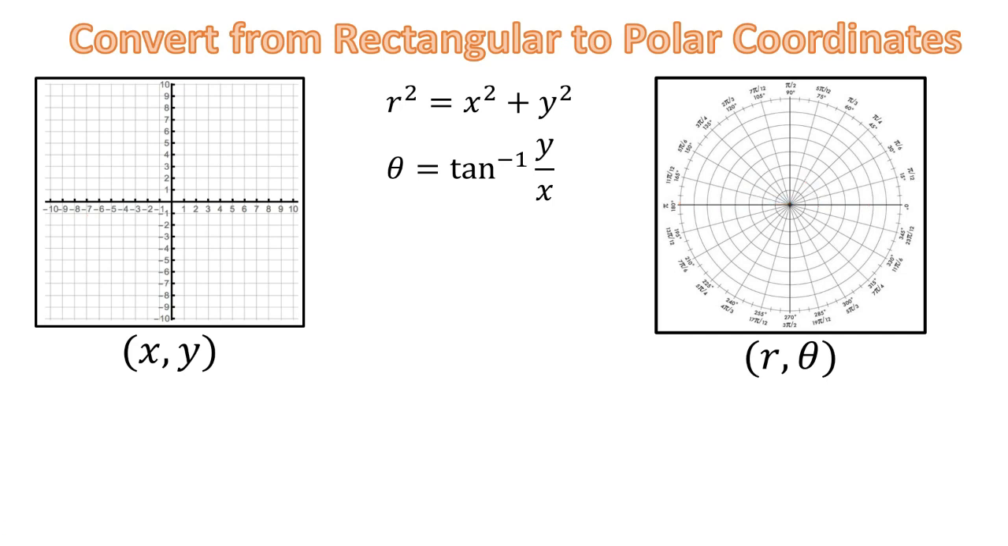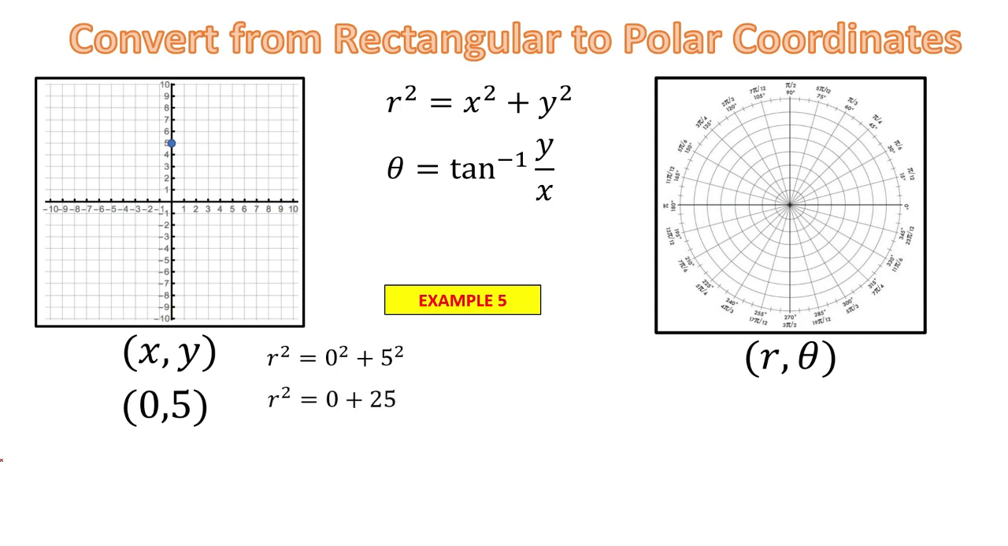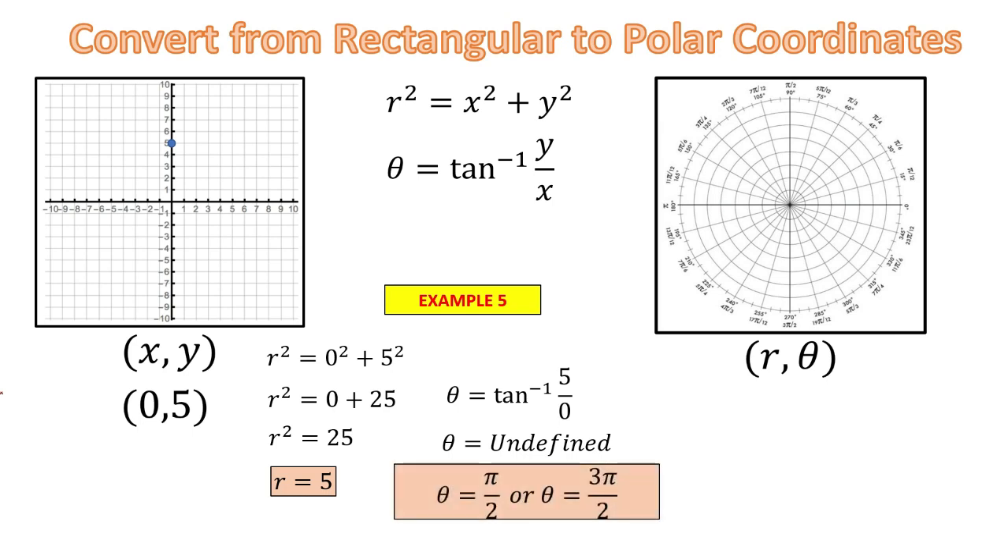Another example. Example number 5: 0, 5. Now x is 0, y is 5, the radius is 5, and the arctangent of 5 over 0. What happens? It is undefined, because you cannot divide by 0. Where is the tangent undefined? At pi over 2 or 3 pi over 2.